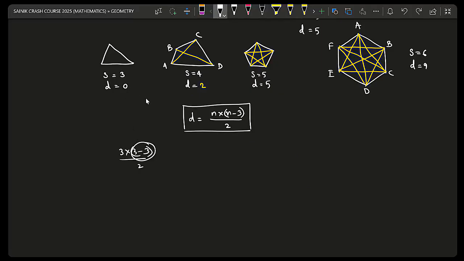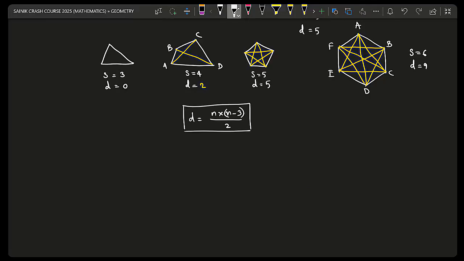Now let us check for the quadrilateral. Is it matching or not? Substitute 4 here. That is 4 into 4 minus 3 divided by 2. 4 minus 3 is 1. 2 2s are 4 and 2 1s are 2. So we got the answer 2. Correct answer. And let's check for 5. For a 5-sided polygon, how many diagonals did we get?